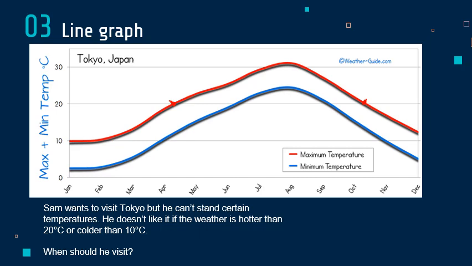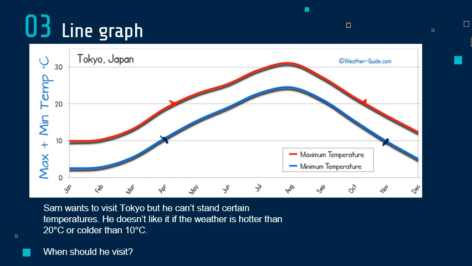Now we've got to look at the minimum temperature, so I use blue for that, and it can't be any less than 10 degrees. So here for April, it's fine. Anything before that is not good. And here we've got November.